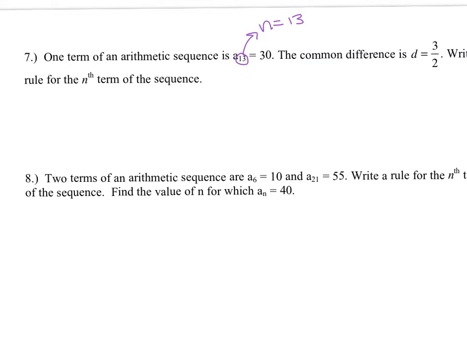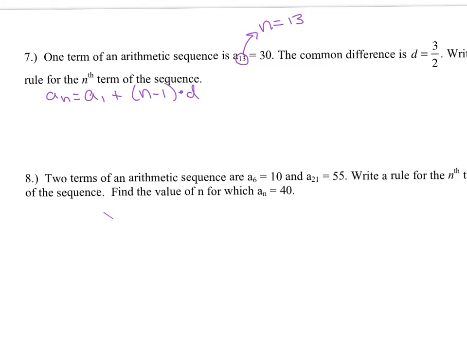So in order to find the equation, we need to figure out what the first term is. If we don't know what the first term is, we can't write the rule in general. So we're going to have to use that first piece of information to find a sub 1. So we're going to start off with a sub n. I'm just going to write down this formula that was on the previous page: a sub 1 plus n minus 1 times d.